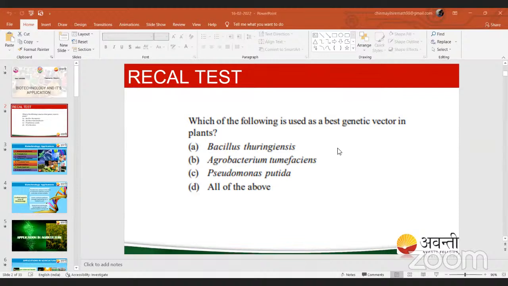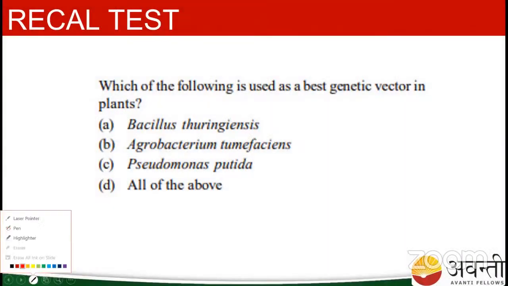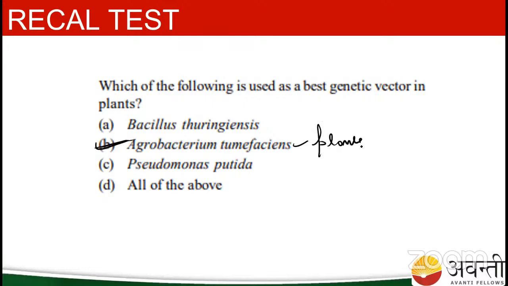So yes, the Agrobacterium tumefaciens, right? Agrobacterium tumefaciens is a natural vector. So that we will use only in plants, right? We are not going to use it for animals, right? So option B is the correct answer, and that too only in plants, right?